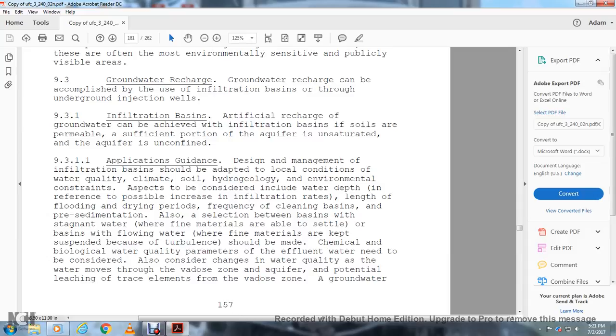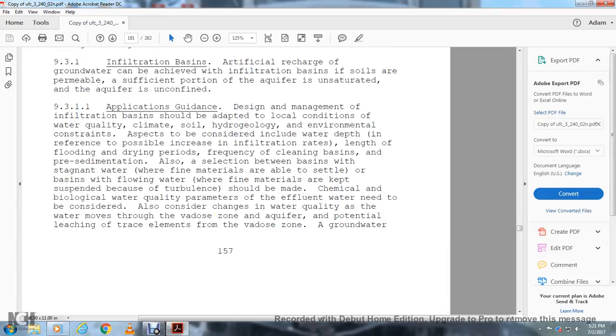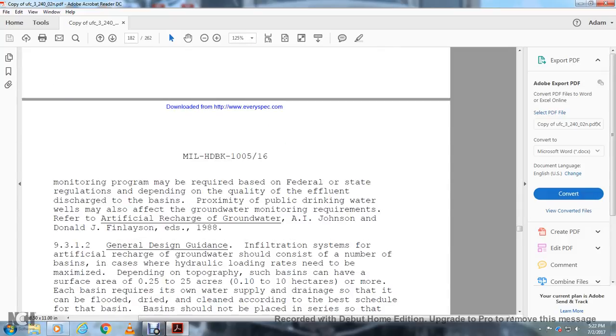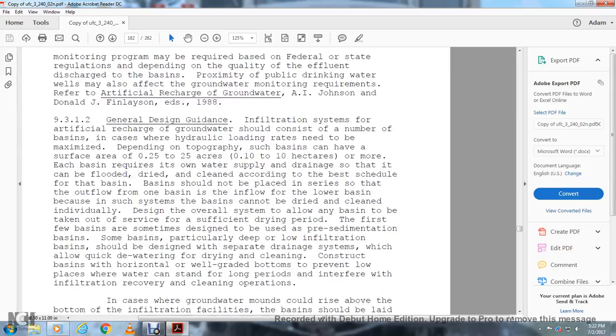Chemical and biological water quality parameters of the influent water need to be considered. Also consider the change of water quality as the water moves through the vadose zone and aquifer. The potential leaching of trace elements from the vadose zone, and a groundwater monitoring program, may be required by federal and state regulations depending on the quality of the effluent discharged to the basin. Proximity to public drinking water wells may also affect groundwater monitoring requirements for artificial recharge of the groundwater. A. I. Johnson and Donald J. Finlayson, eds. 1988.